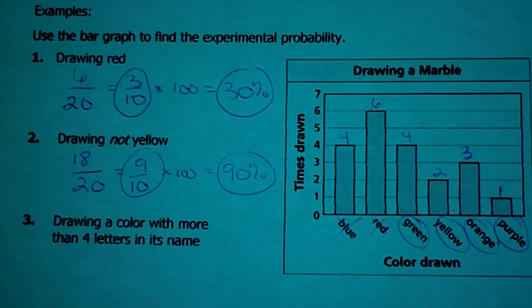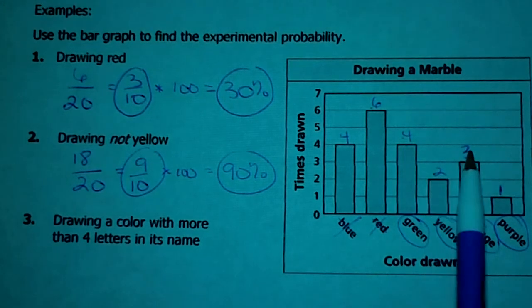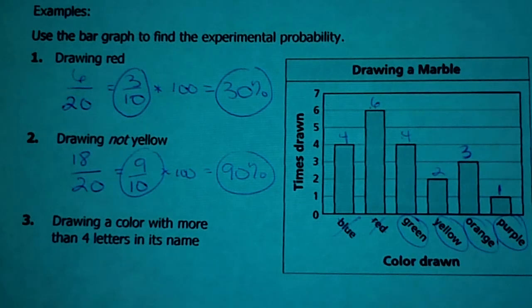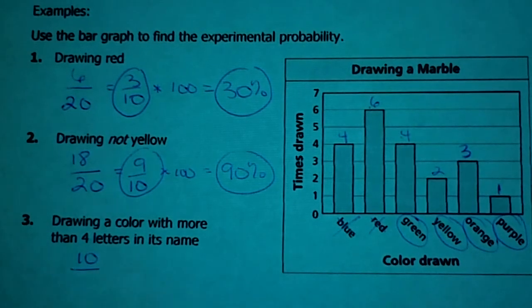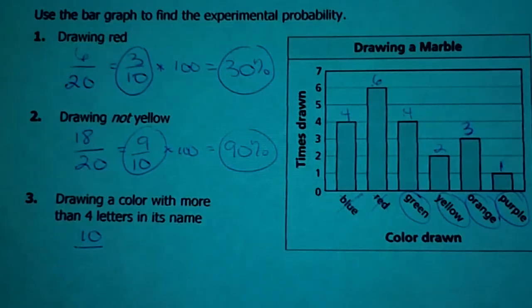So on the top, I need the number of times that occurred. It occurred 4 plus 2 plus 3 plus 1. So 4, 5, 6, 7, 8, 9, and 10. This happened 10 times. Out of how many? That's right, still 20.